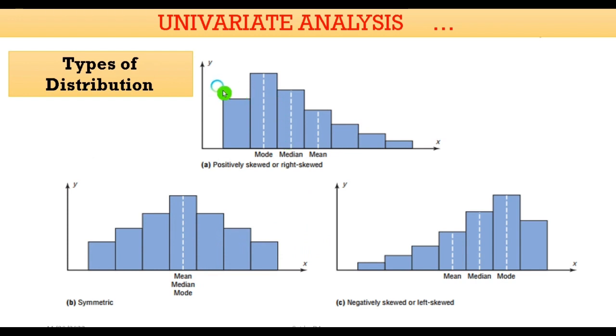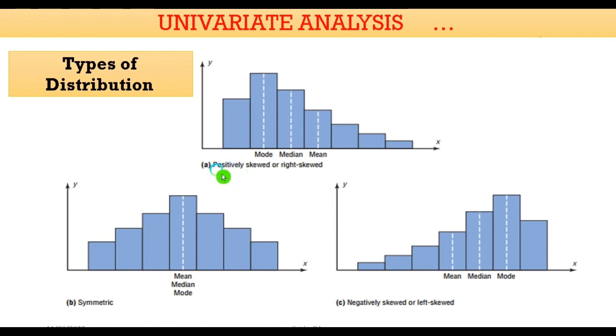Assume we have 3 types of graphs. In the first case, mode is less than median, and median is less than mean. Mean is the greatest one in this case. In the second case, all 3 of them are equal. In the third one, mean is less than the others.